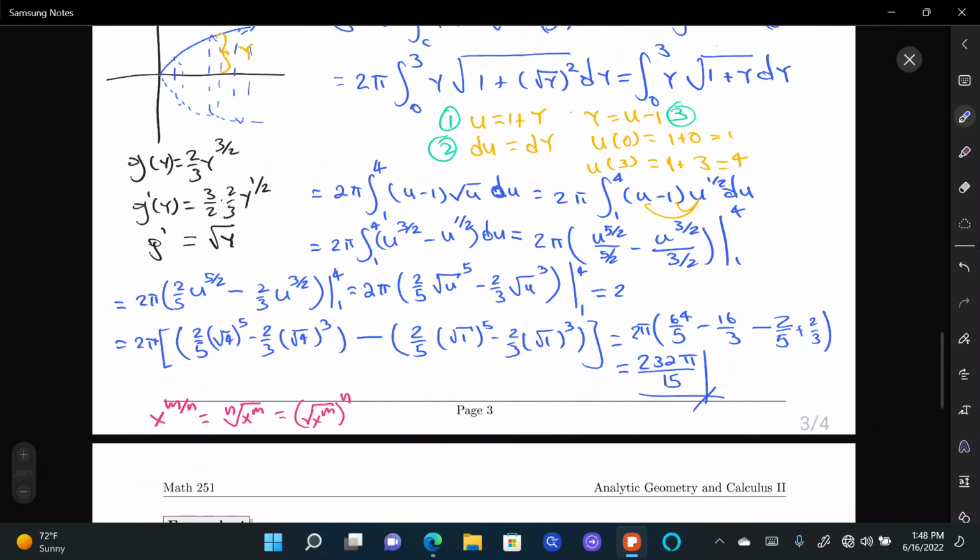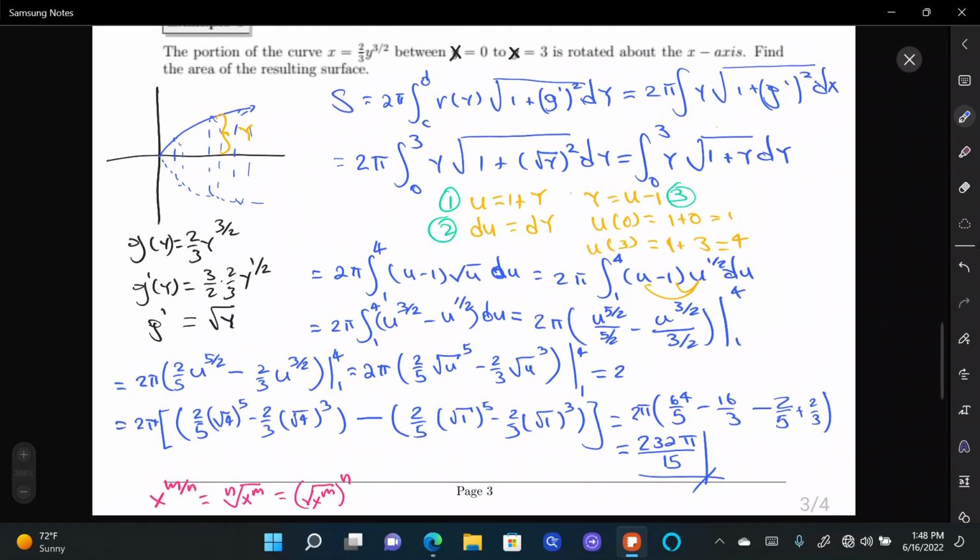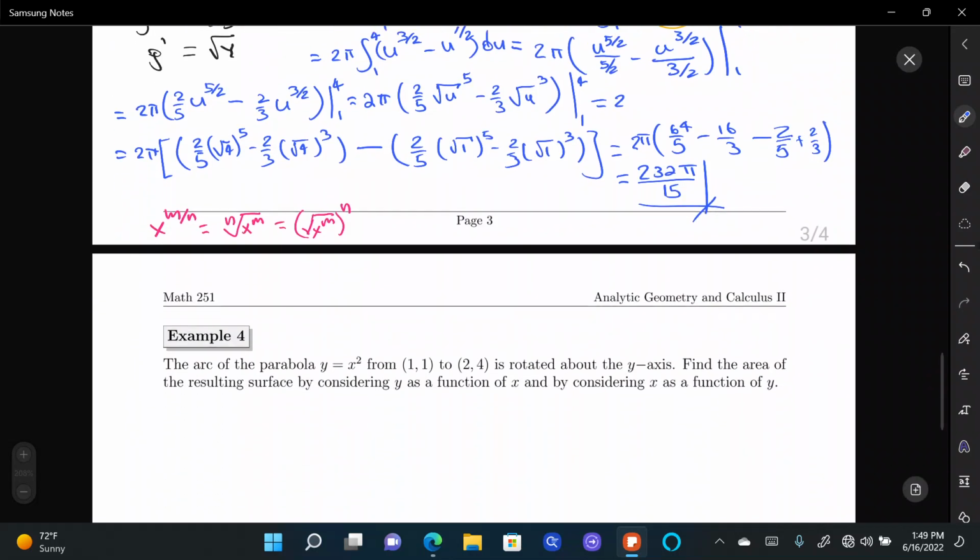Let me zoom it out so you can see the whole problem, in case you missed any detail. Questions about this particular example? All right, let's do the next one.